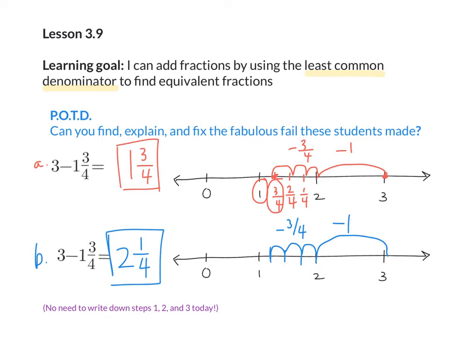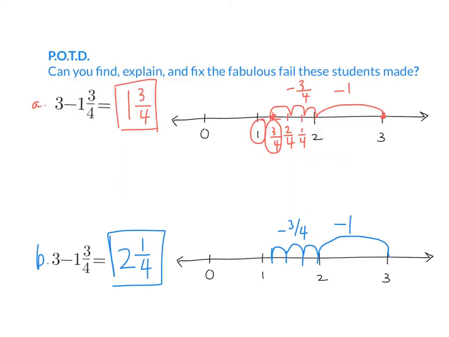Before we do that, though, let's talk about the problem of the day. A was trying to subtract 3 minus 1 and 3/4. I can see that they started from 3. Is that right so far? They subtracted 1. Is that correct so far? After they subtracted 1, what were they at? 2. And they subtracted 1/4, 2/4, and 3/4. So they got 1 and 3/4. Is that correct? No.